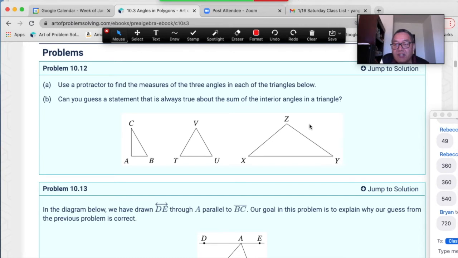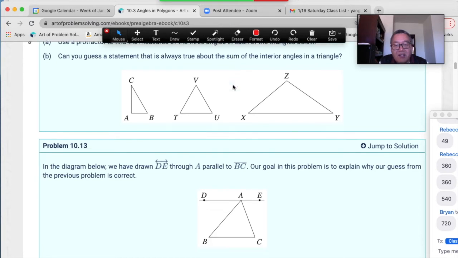Let's say this is problem 12. Part A asks you to use a protractor to find the measure of the 3 angles in each of the triangles below. You can just measure that. Then B, can you guess a statement that is always true about the sum of interior angles in a triangle? Actually, I already gave you that. The sum of interior angles in a triangle always equals 180 degrees. Okay, you can get that.